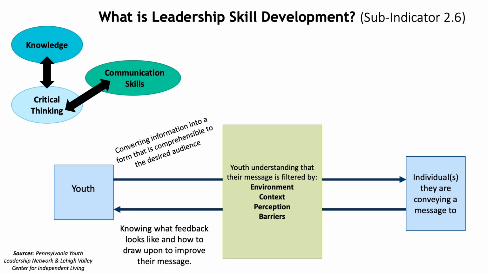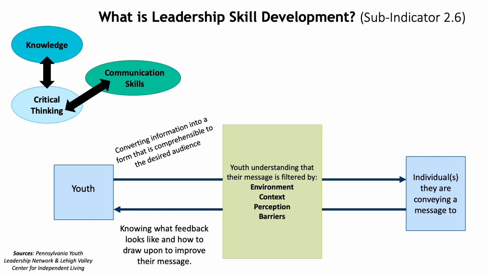So youth who have strong communication skills understand this process of converting information that they know about the world, about what they want to do, and what they've translated through critical thinking activities in a way that'll be understood by their desired audience, but also understanding that what they say is filtered through the environment, through the context, through perception and barriers in society before it gets to the individuals.